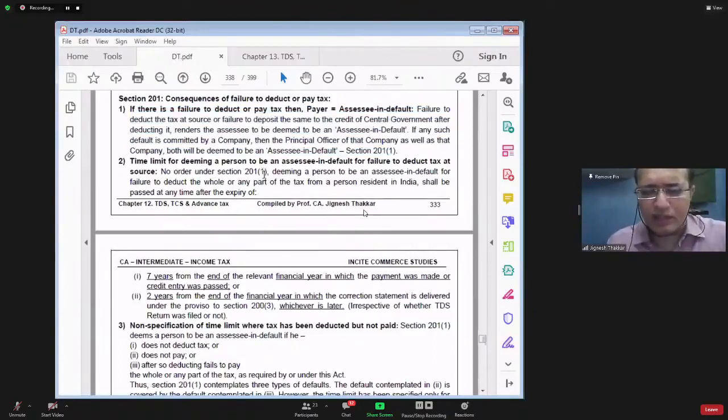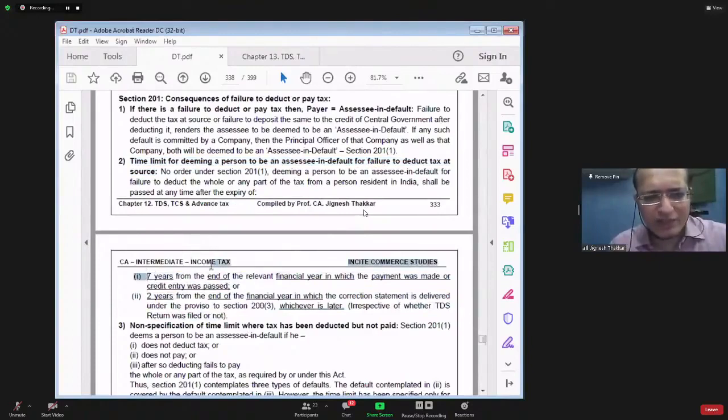How will the payer be considered as assessee in default? By passing an order. So income tax department will pass an order saying that we are considering you as assessee in default. There is a time limit for passing this order also. So point number 2 is explaining you time limit for deeming a person, person here means payer, to be assessee in default for failure to deduct or pay tax. So order is required to be passed for deeming the payer as assessee in default. This order should be passed before the expiry of following time.